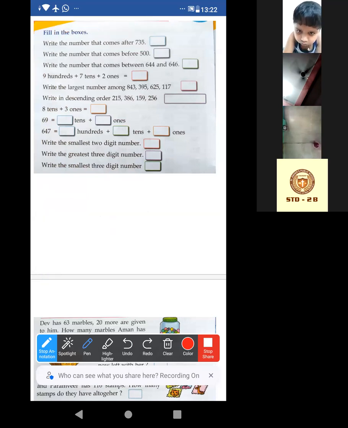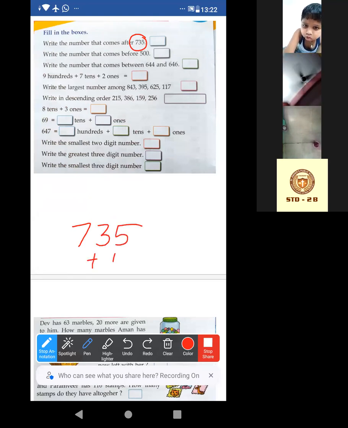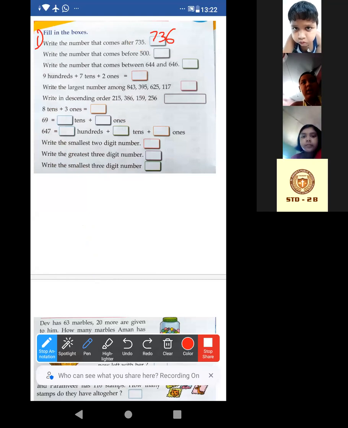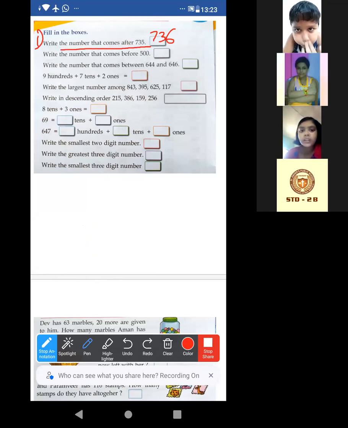So as it is given, which number comes after 735? It will be 735 plus 1, that will be 736. So just write the answer over there, 736. Done? Okay. Acha, write the whole statement. The number that comes after 735, then in box you will write the answer. Whole statement, all of you.